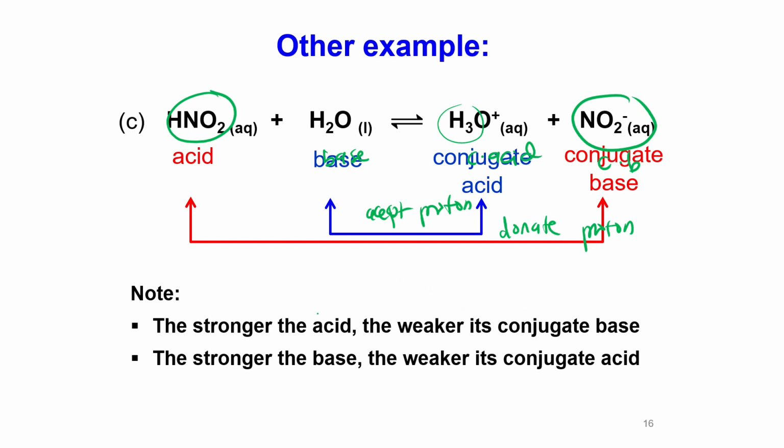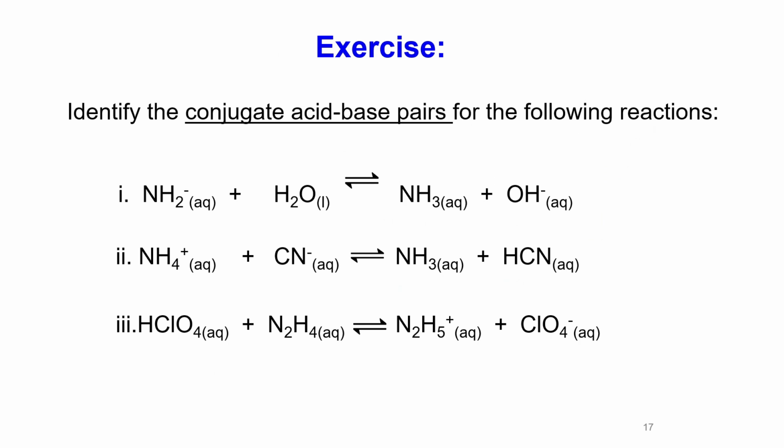Belah reactant ialah strong acid, conjugate-nya weak conjugate base. Okay, sama juga untuk base. So kalau kita guna strong base, dia punya conjugate acid ialah weak conjugate acid. Dia terbalik. Okay, so for this one, exercise, identify conjugate acid base from Bronsted and Lowry definition. So NH2- compare with NH3. Okay, so kita observe dia receive 1 hydrogen. So accept proton.